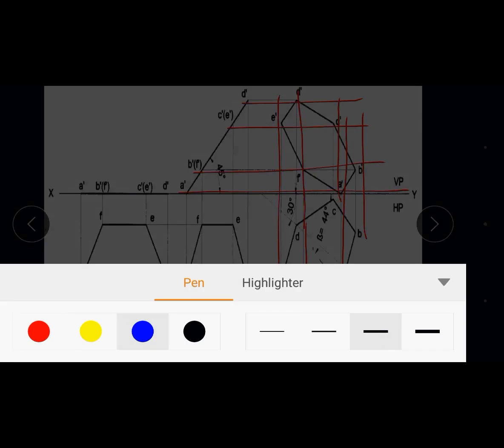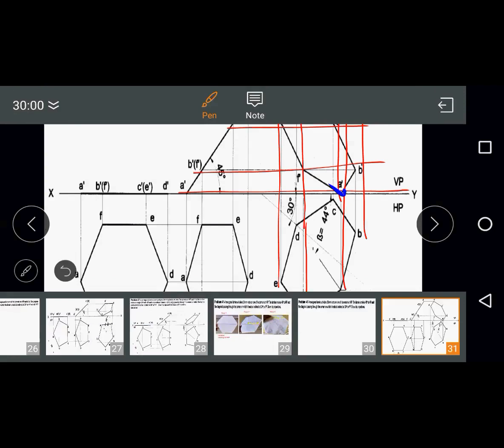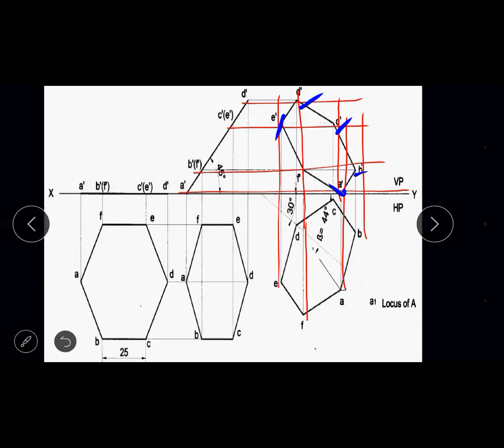Identify the points of intersection and mark the first point, second point, then third, fourth, fifth, sixth, and then join them: A dash to B dash, B dash to C dash, C dash to D dash, D dash to E dash, E dash to F dash, and F dash to A dash. Just by studying the locus lines, you can get the front view of the last lamina. So any doubt?